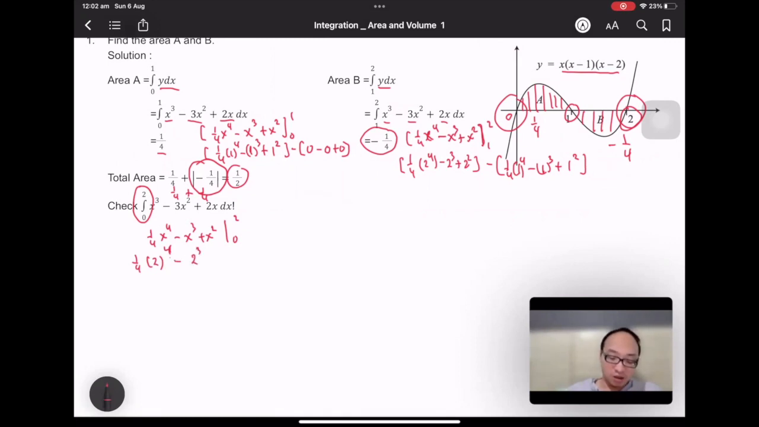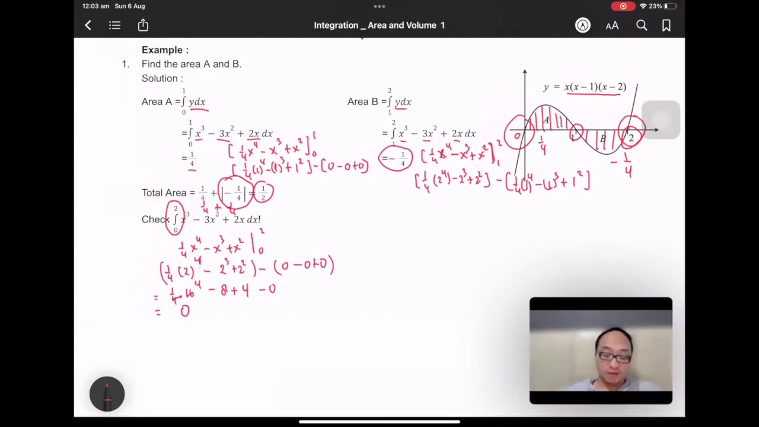minus 2 to the power of 3 plus 2 to the power of 2, minus 0 minus 0 plus 0. So the calculation here will be 1/4 times 16 minus 8 plus 4 minus 0. So this is 4, and 4 minus 8 plus 4 equals 0. So from here, we can see that if we directly find the area between 0 until 2, the result of the integration will be equal to 0.